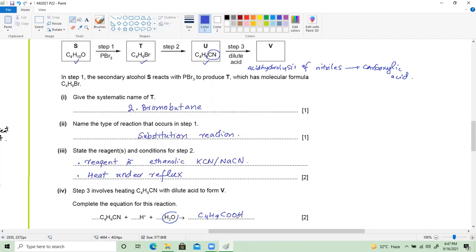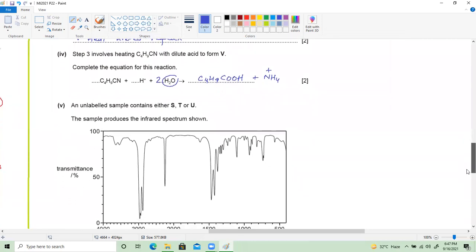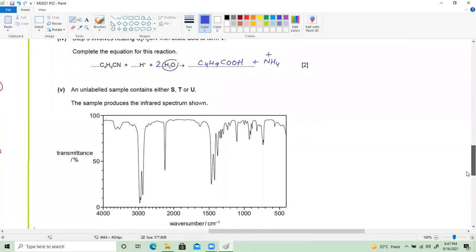In order to balance the chemical equation, take a look at the number of hydrogen atoms, 9 and 11. I think we need to put 2 here. And along with that, ammonium ion is also generated during the reaction. Is it understood? Okay, yes, right.